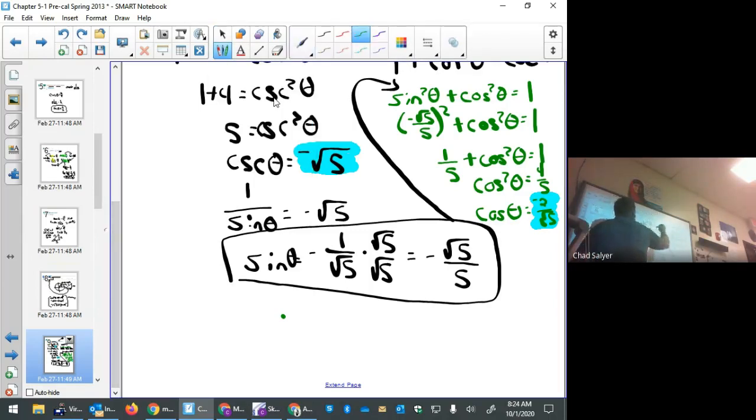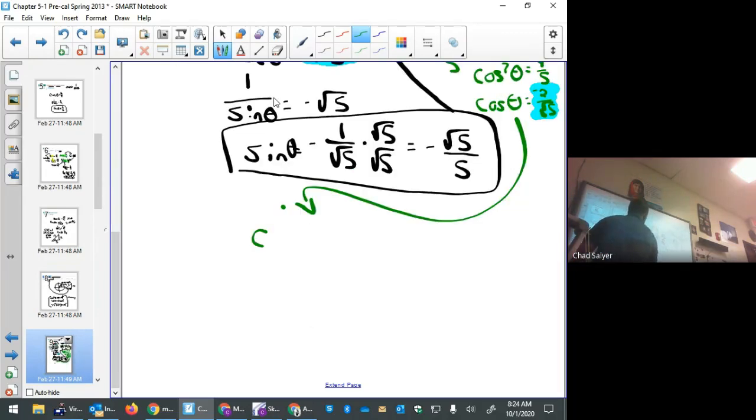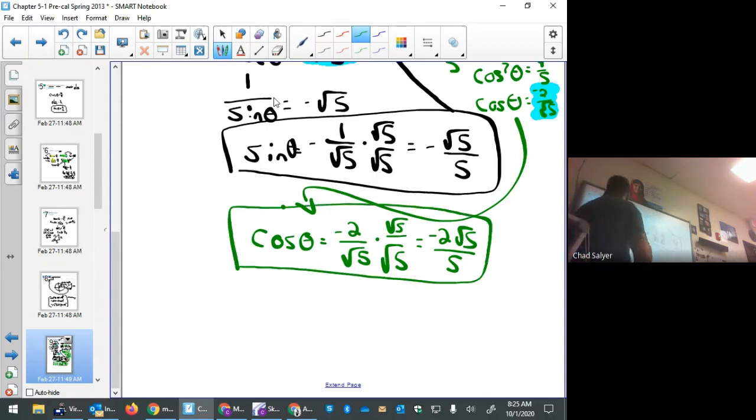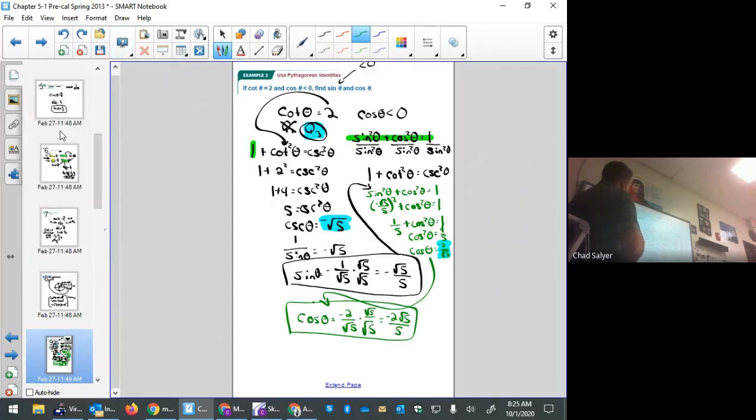So let's continue this on down here and say cosine theta is negative 2 over the square root of 5, but if I rationalize, I get negative 2 square root of 5 over 5. So there we have both the sine and the cosine from that initial information. And that's some real chapter 5 stuff right there.